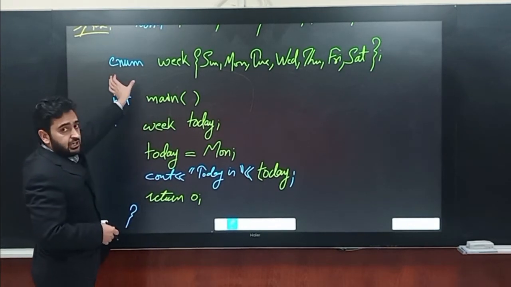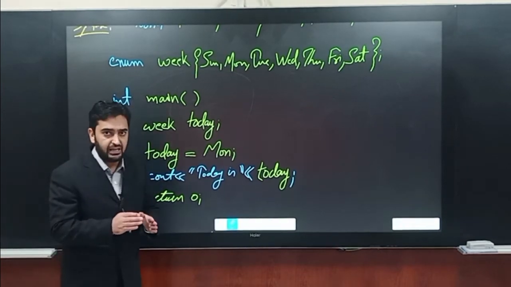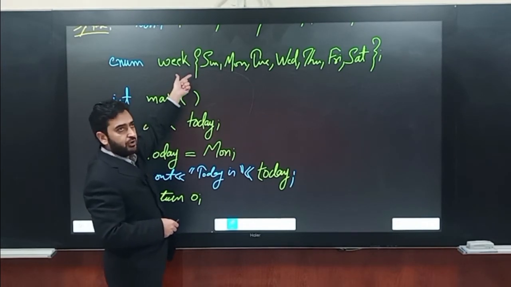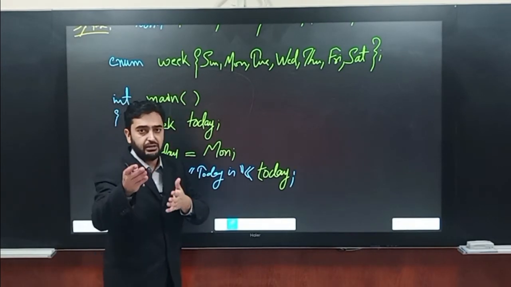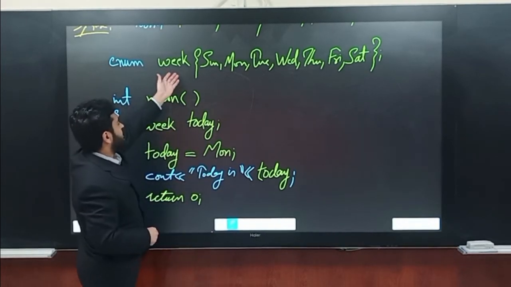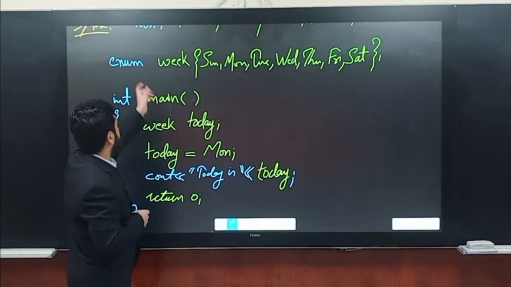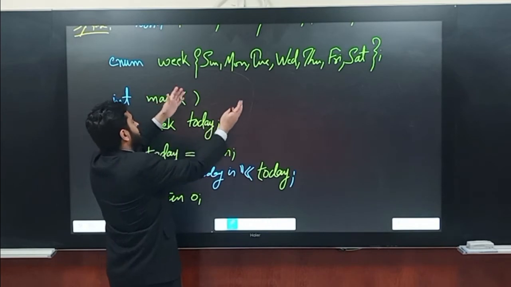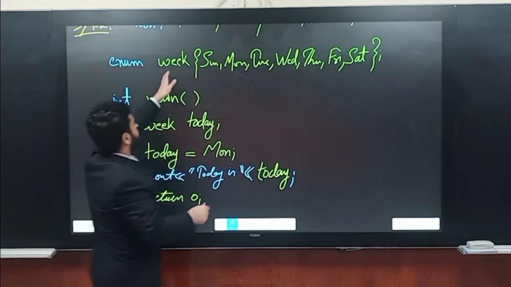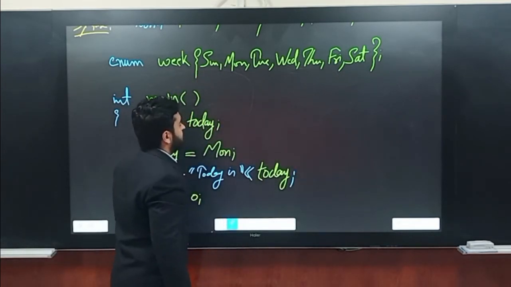We have written the reserved keyword enum, E-N-U-M, in small letters. Then space, and then we have given a name to the enumeration, which is week, and you can change it with your desired name. This is a very understandable and comprehensible name for the set of values of the week. This week has 7 values in the set of the enumeration.